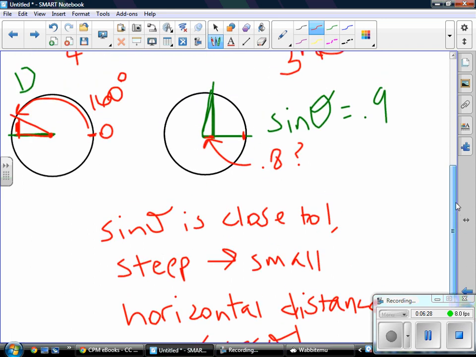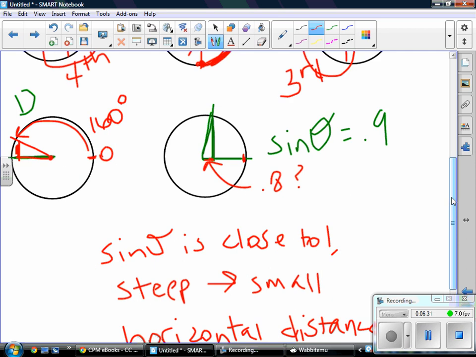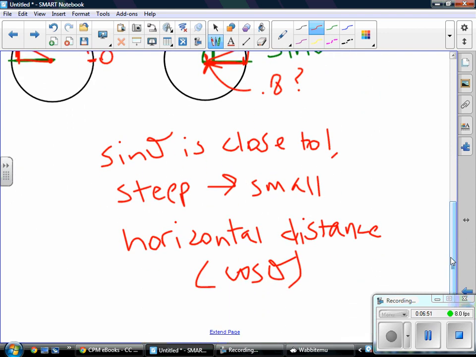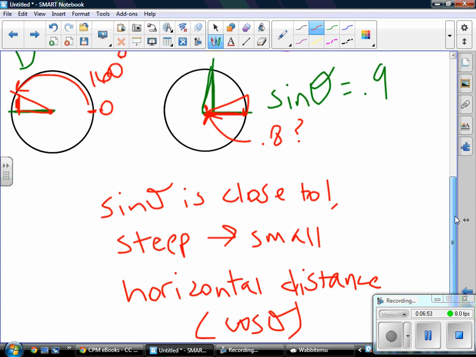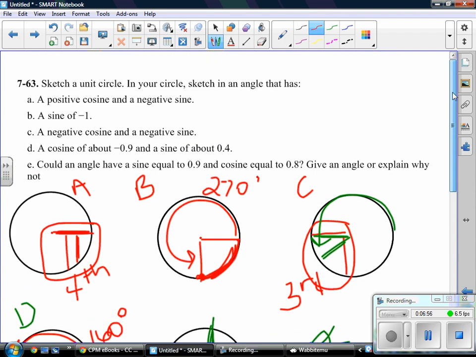So it's not possible to have both sine and cosine be very large, okay? Because the steeper I get in my measurement right here, the smaller my cosine gets. Vice versa the other direction. If I have a longer horizontal distance, the shorter the height gets. So it's not possible to have large values of sine and cosine in this circle. So that's how we're visualizing weird things happening on the unit circle, and I cannot have two large values, or in another case, I can't have two small values of sine and cosine for the same angle.